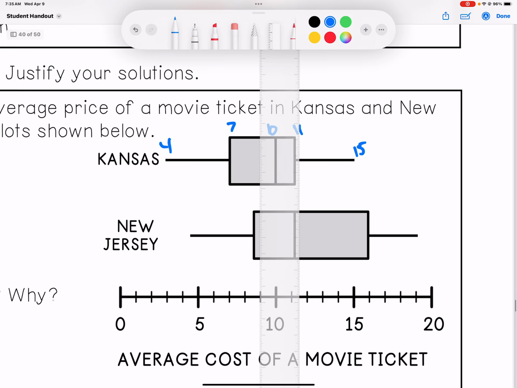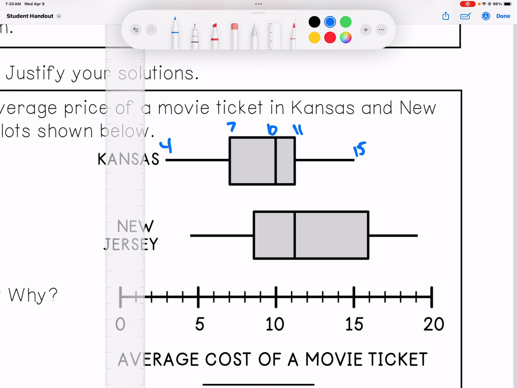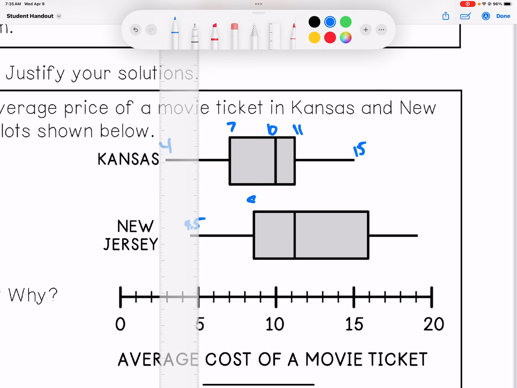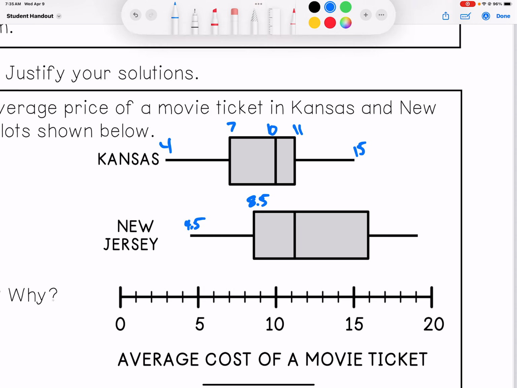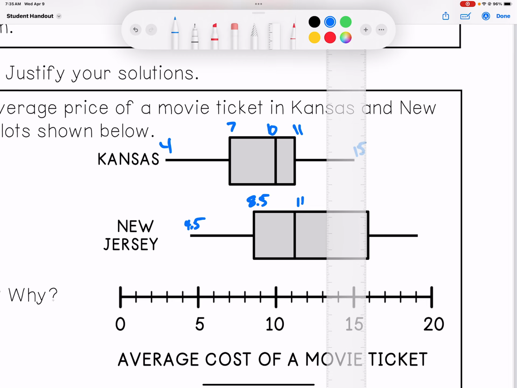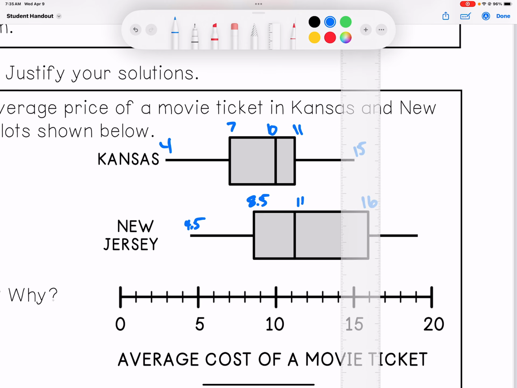All right, New Jersey. I'm going to say 4.5 was the minimum. Q1, I'm going to say that's 8.5. Uh-oh, my ruler went away. Median, I'm going to say that's 11. Q3, I'm going to say that is 16. And maximum is 19.